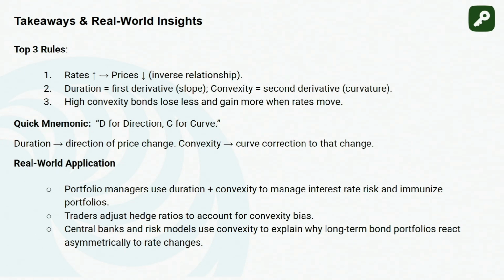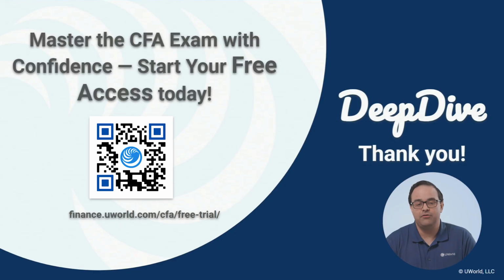Traders adjust hedge ratios to account for convexity bias existing within their bond portfolios. And central bankers, for example, and researchers use convexity as a means of explaining why bond portfolio asymmetry exists, particularly for bonds with longer durations, higher convexities, and bonds with negative asymmetry, given the optionality embedded in certain types of bonds with call options. So that wraps up our deep dive on duration versus convexity, a key point within the fixed income curriculum, and one that is likely to be tested potentially in multiple forms on exam day.